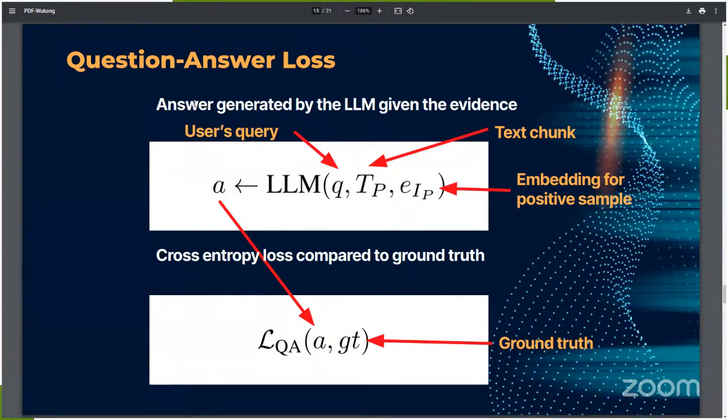So for the other loss, that is the question answer loss, here the LLM is given the embedding for the positive sample. It is also given the text chunk, and it is given the user's query, with which it generates an answer. That answer is then compared with the ground truth, which is available in the dataset. And then we use cross entropy loss to measure the question answer loss. So this cross entropy loss is almost de facto for classification purposes. Our task is very similar to that, so it makes sense.